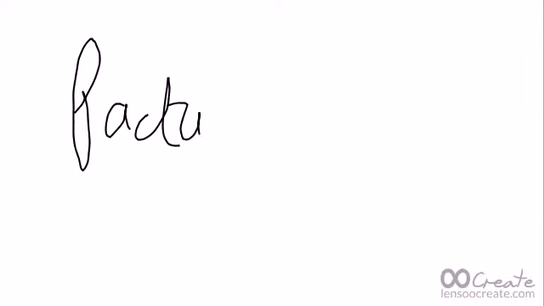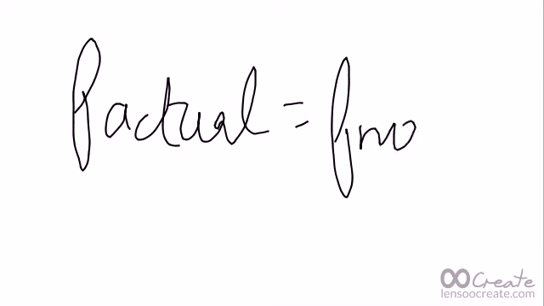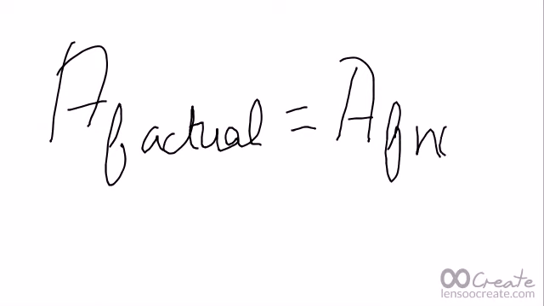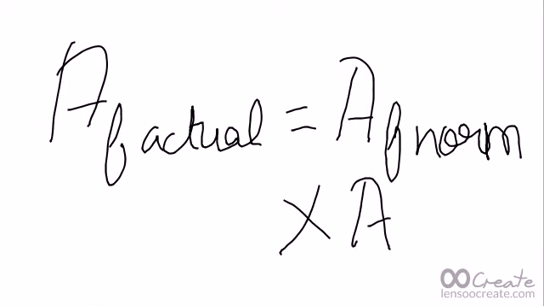And when you want to denormalize it, you can find your F actual as F normalized times FC, because you divided by FC, and your AF actual as AF normalized plus AF, because you subtracted AF from all the gains, right? So plus AF.